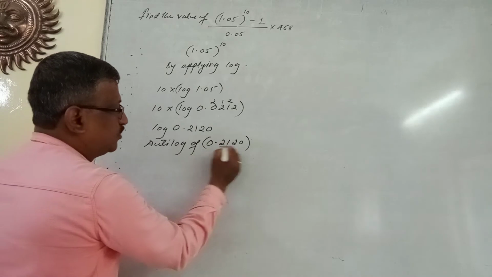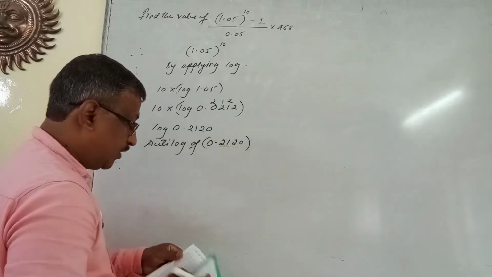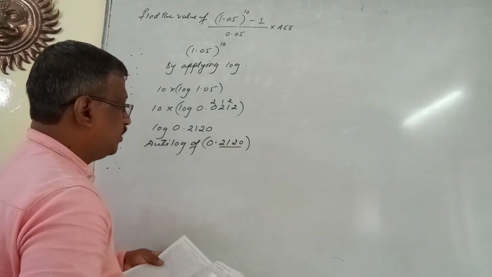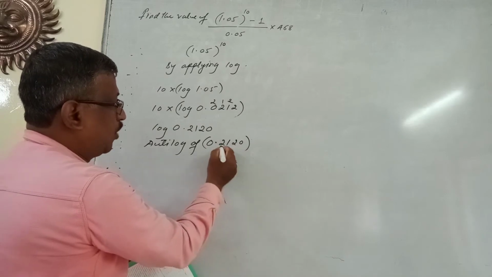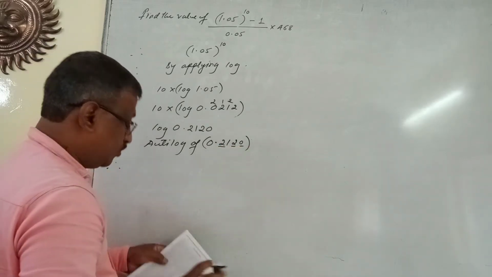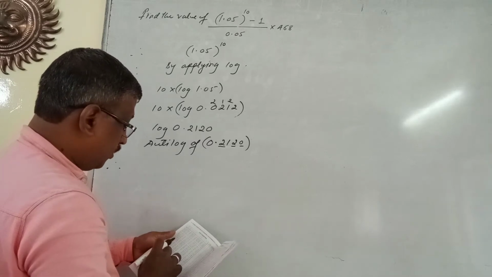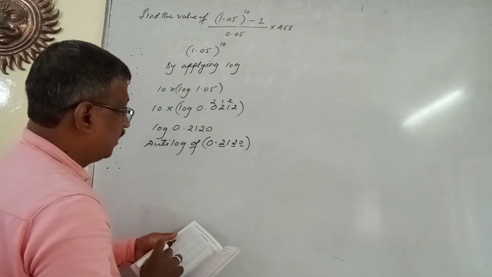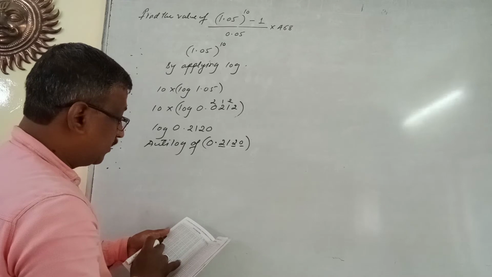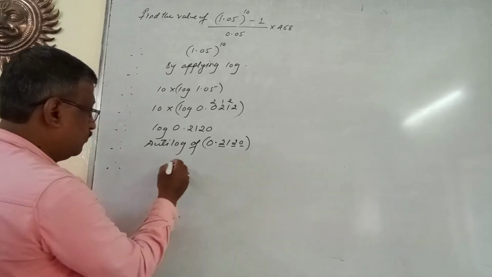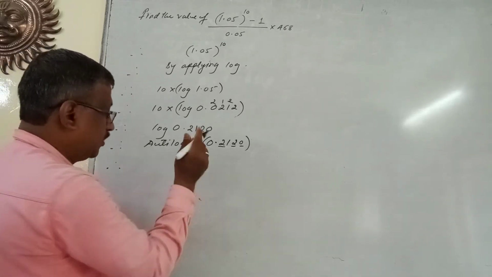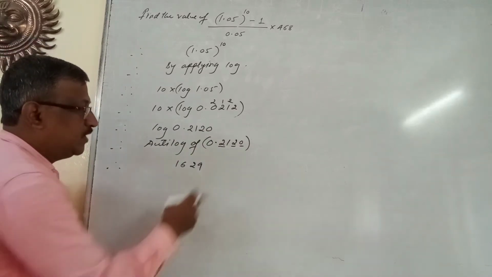Now refer this fractional part and find out the value from the anti-logarithm. In the anti-log you have to see 0.21 row, second column, and the difference 0th column. So 0.21 row, second column, you will get 1629, and the difference 0th column is not there. So it comes to 1629. And now where to place the decimal point?